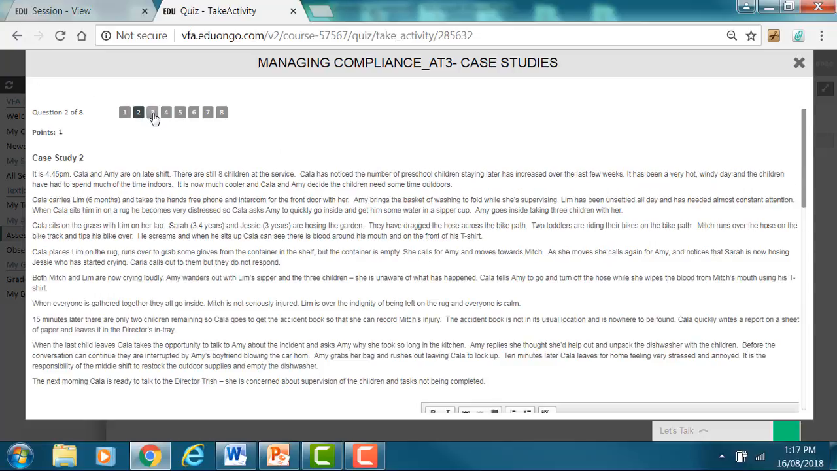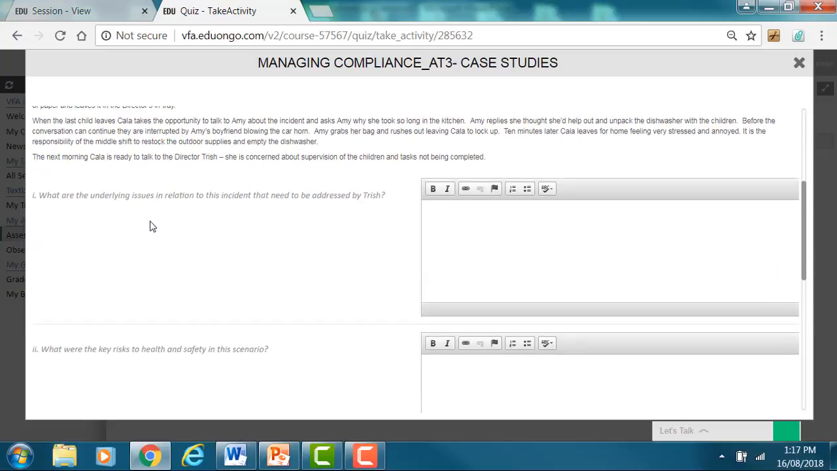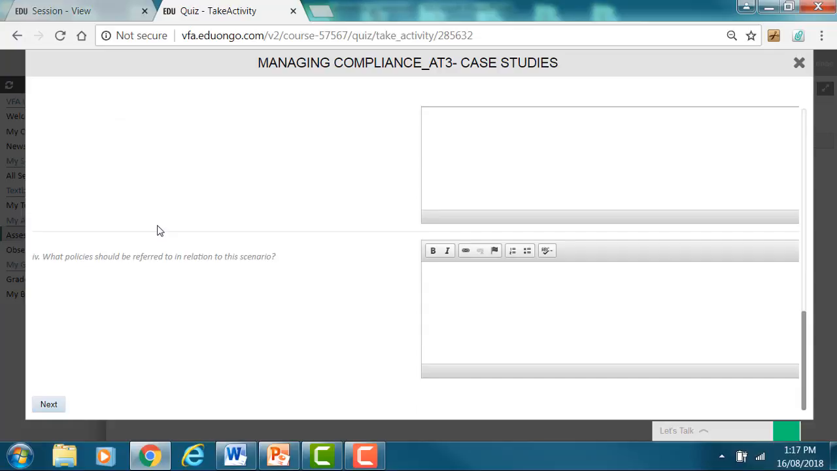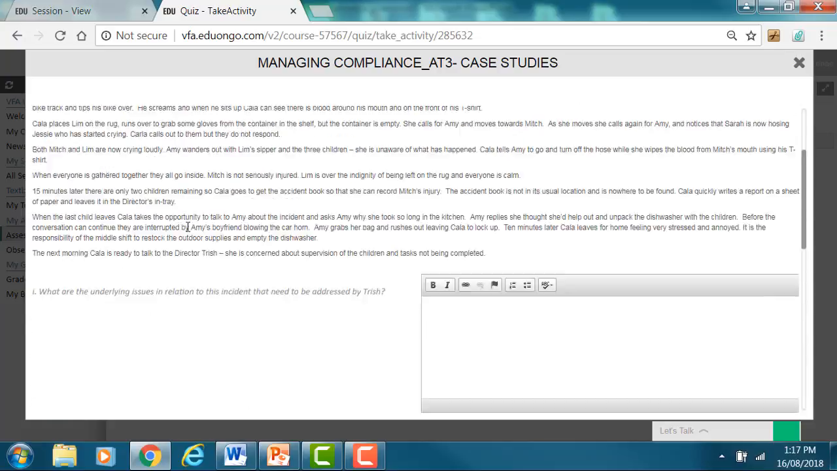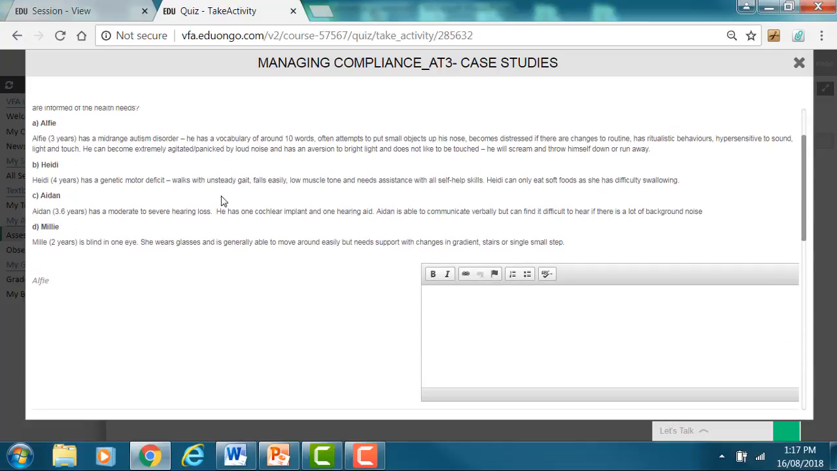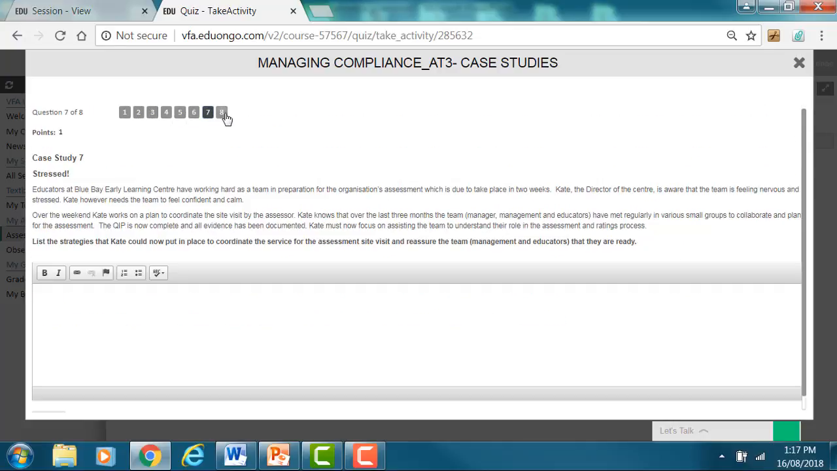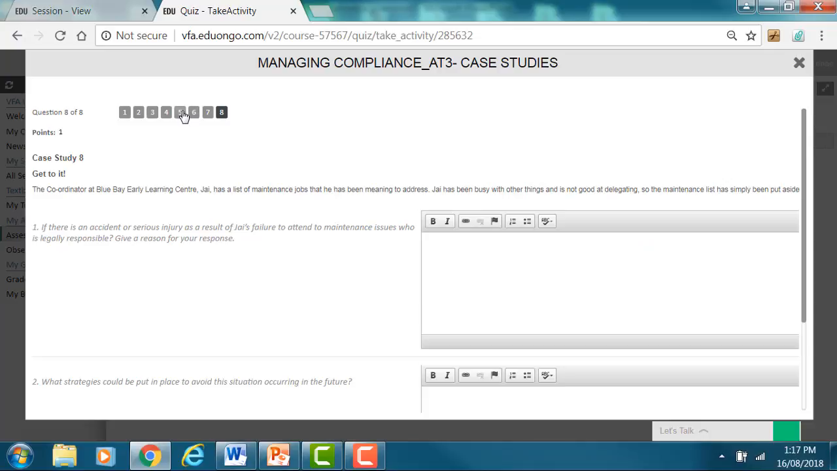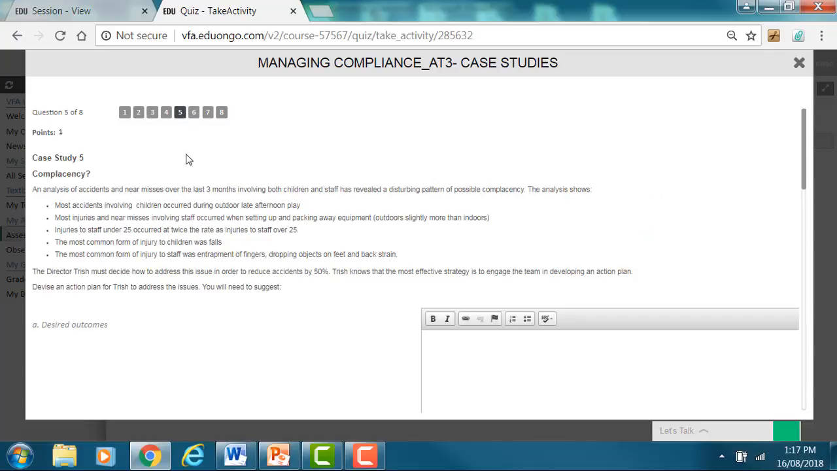As you work your way through, you'll see that there are some longer case studies with multiple questions. So make sure that you are covering each question and completing each question. And there are some smaller ones with small amounts of information. And that goes all the way through. I'm just going to take you to case study 5. I just want to go through this case study so that you're clear on what you need to do.